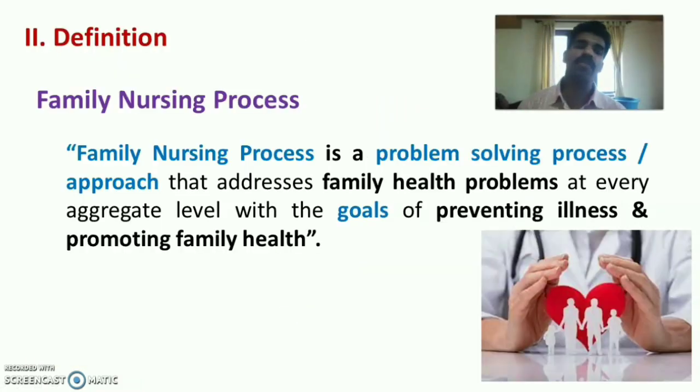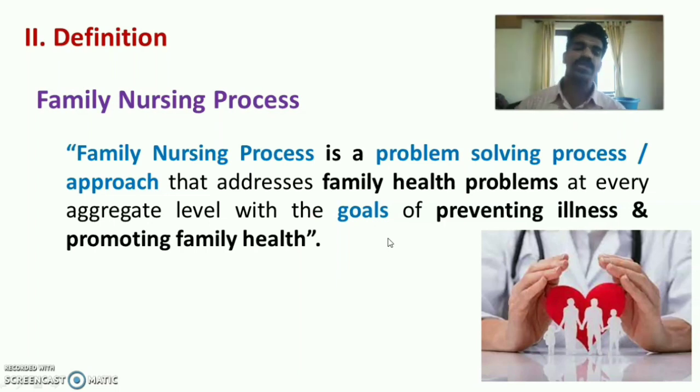Next is the definition of the family nursing process. Family nursing process is a problem solving process or approach. There are many approaches in rendering services in community health nursing, and one approach is the problem solving approach. So the family nursing process comes under the problem solving approach or process that addresses family health problems, finding out the various family health problems at every aggregate level, with the maximum level of understanding about the problems of the family members, with the goals of preventing illness and promoting total family health.